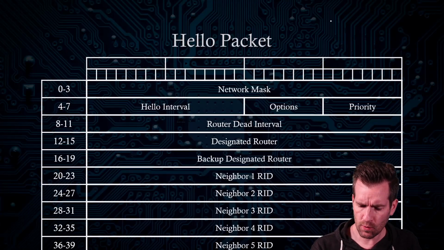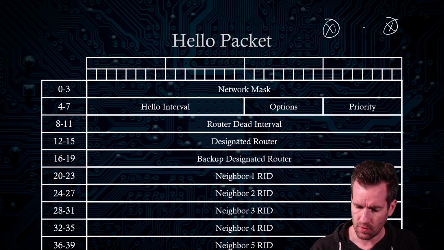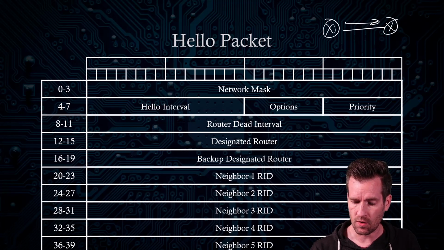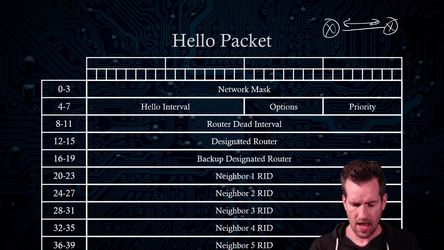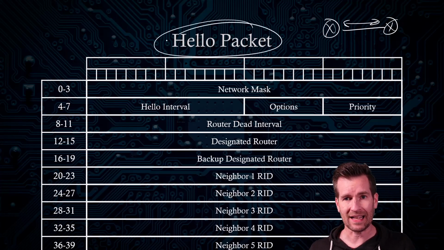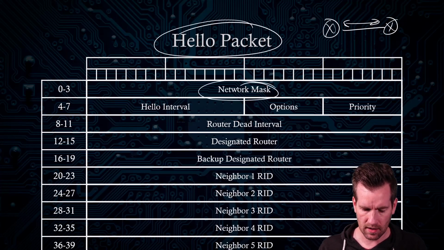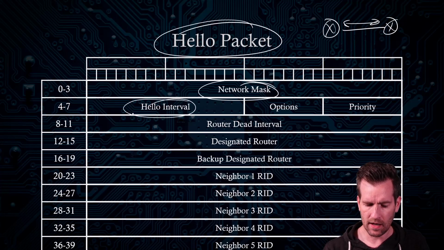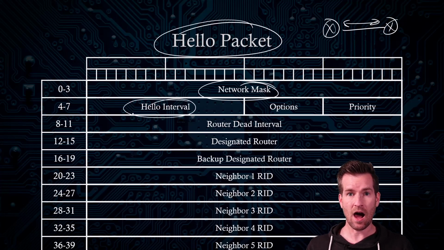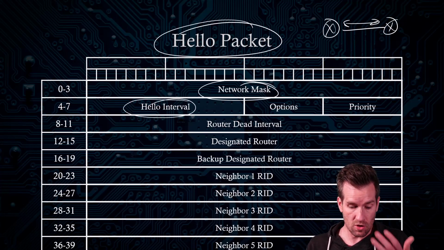If we have two routers that are talking back and forth to each other, the first thing they're going to do is establish an adjacency. And they're going to do that with hello packets. The hello packet starts out with the network mask. So what is the network? It's going to give the hello interval, which is how often they're going to chat back and forth.